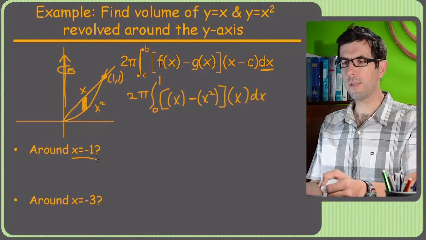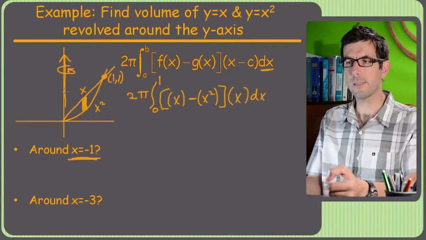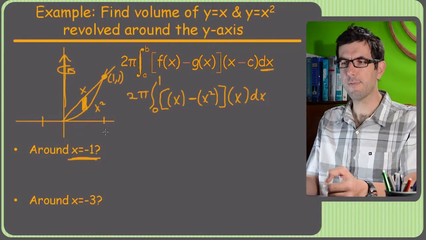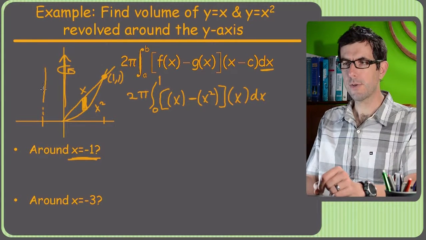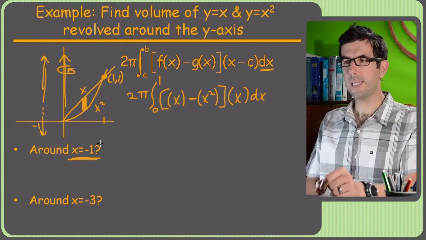Alright, so what happens when I spin around x equals negative 1 instead of the y-axis? So that's just right here at negative 1. It's slightly out of proportion because that's positive 1, but I've got to be able to fit it on the page. So here's our new spin axis. It's at negative 1. So what did that do to anything?